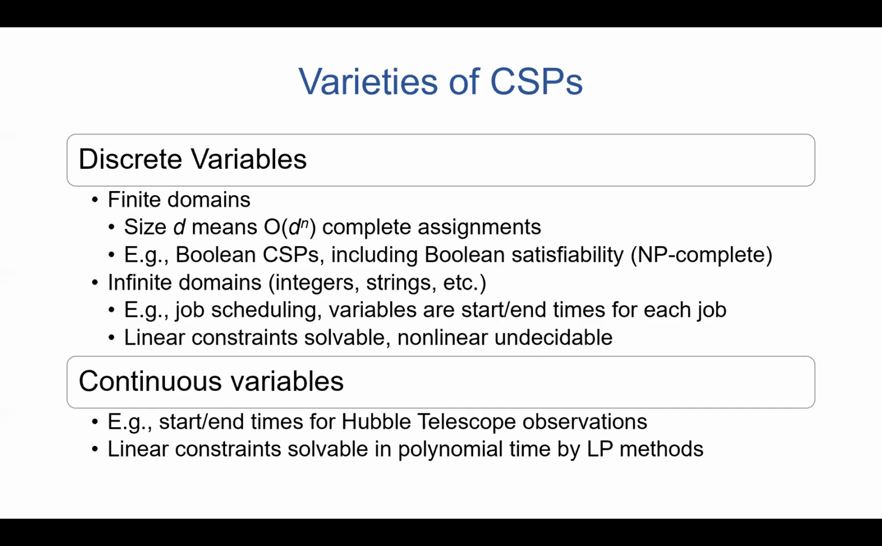In that, job start times and end times are basically infinite. It can be any time, right? So we can have those. Then we can have continuous variables, such as the observations from the Hubble telescope, right? Because it is time dependent. There is a temporal dependency of the Hubble telescope. At each time, it has to maneuver based on the time. So that can be continuous variables.